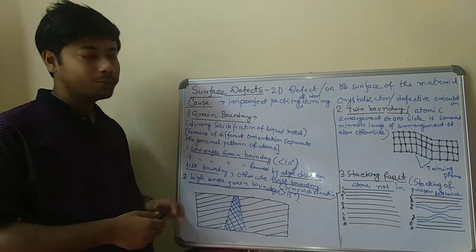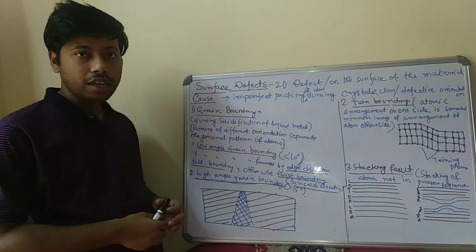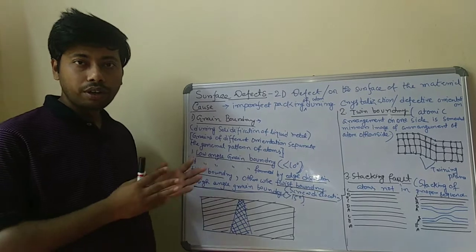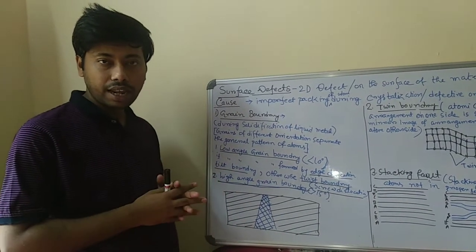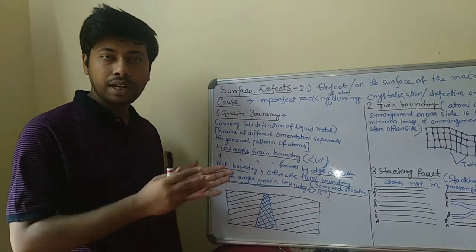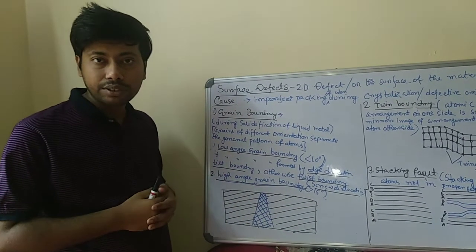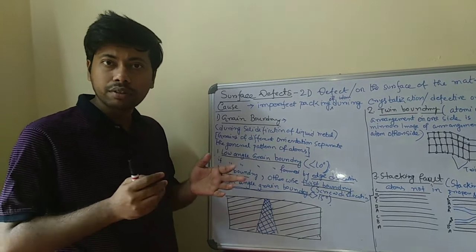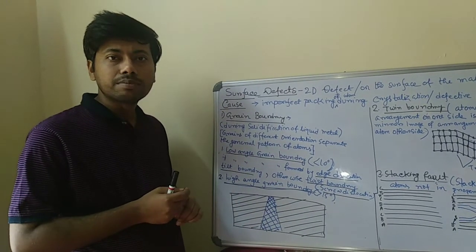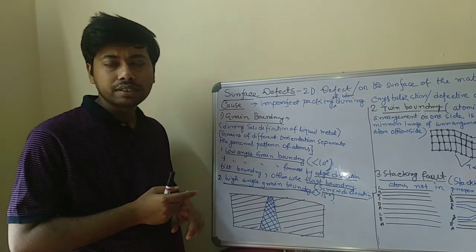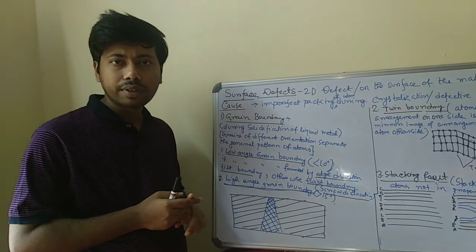Welcome back. Today we'll discuss surface defect. In the previous lecture video, we already discussed crystal defect and the difference between crystalline material and amorphous material. As we know, there are basically three types of crystal defect that occur within the material. Number one is point defect, which is also called zero dimensional defect.